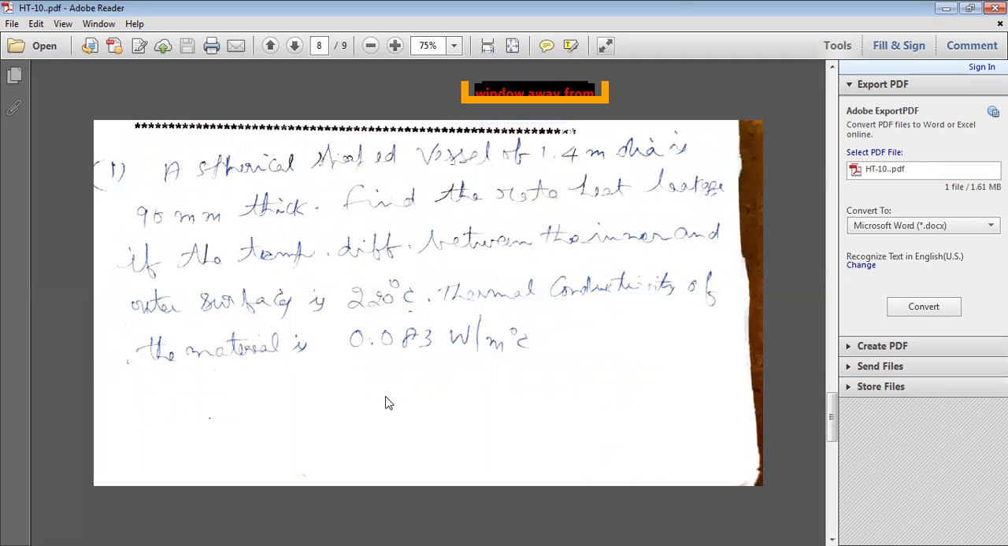So what is the problem here? A spherical shaped vessel of 1.4 meter diameter is 90 mm thick. Find the rate of heat leakage if the temperature difference between the inner and outer surface is 220 degrees centigrade. Very simple. Temperature difference Ti minus To is directly given. Delta T given here is 220 degrees centigrade.